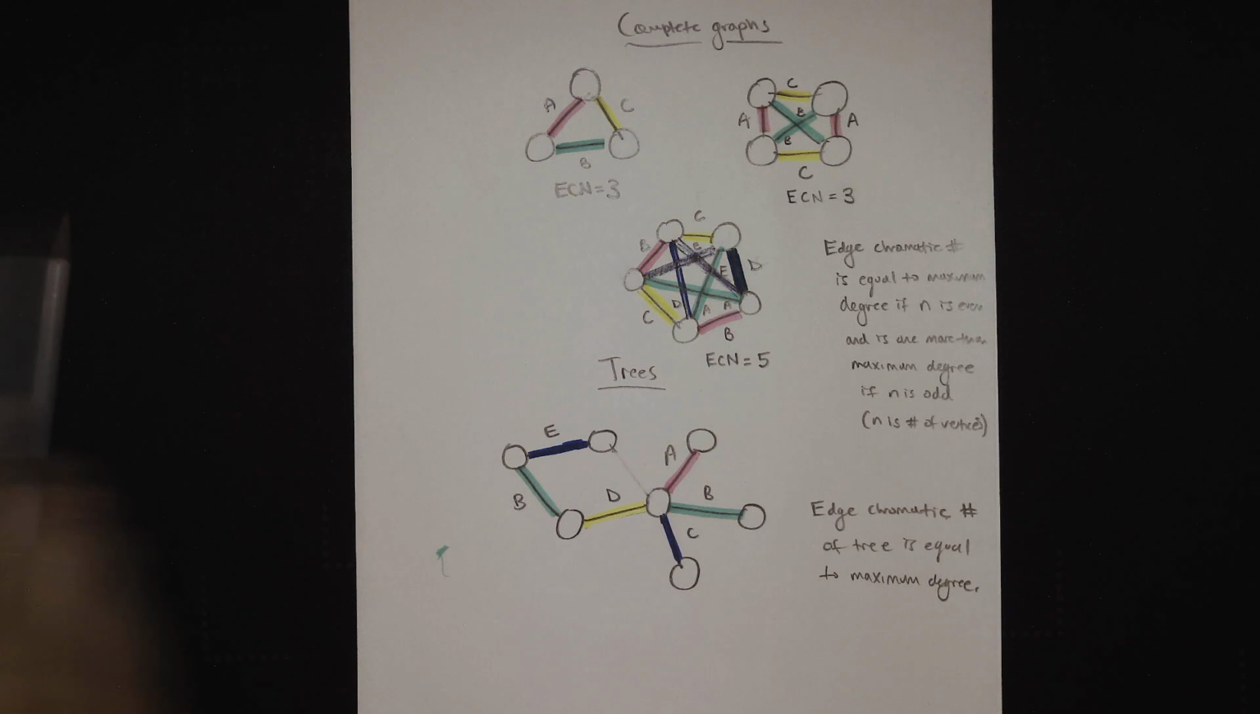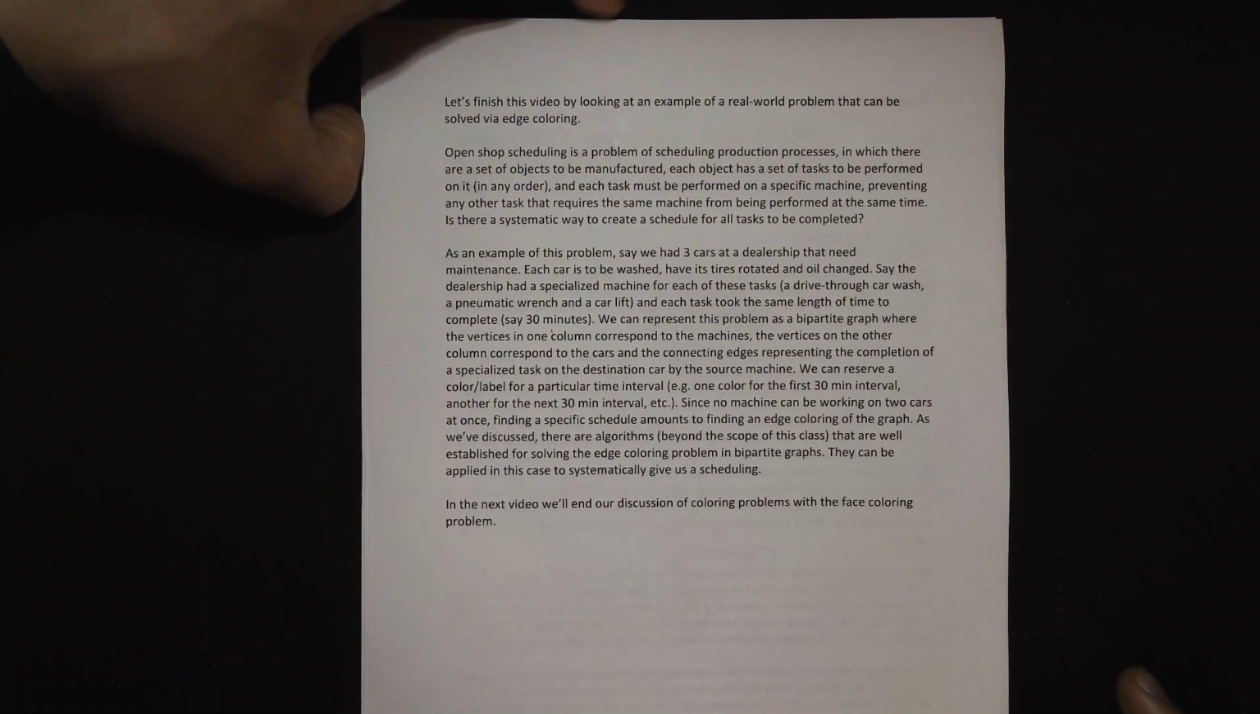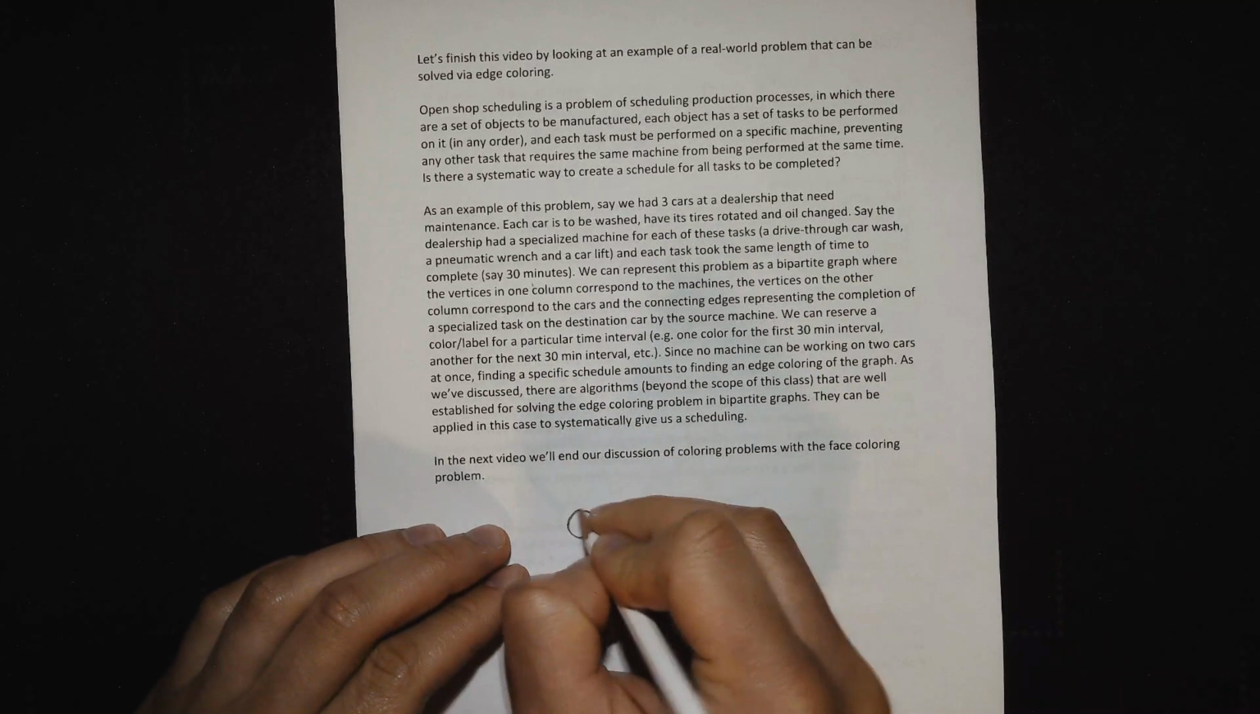Okay, so to finish this video, we are going to look at an example of a real-world problem that can be solved via edge coloring. This isn't going to be as interesting as the problem that we had discussed for the vertex coloring problem with the scheduling of tasks and those conflicts. So in that problem, this is not this problem. I just want to reiterate that problem, right?